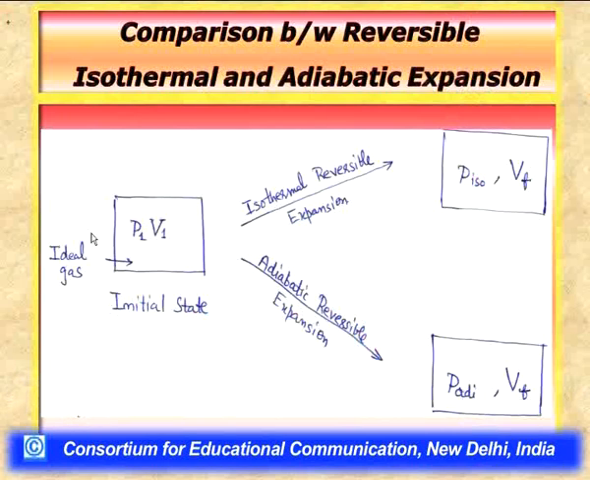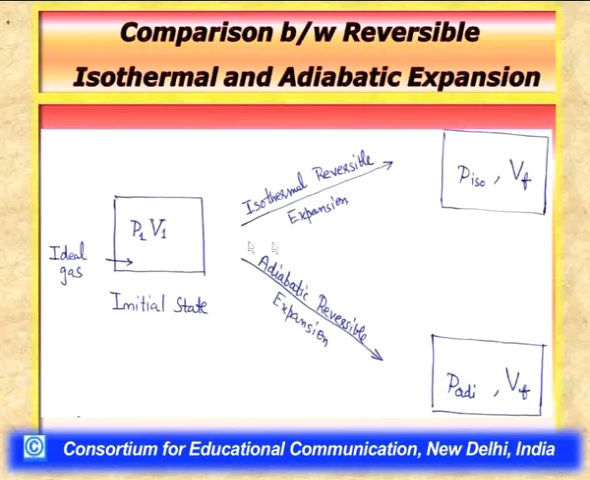First of all, let us once again consider an ideal gas present in a system with its initial state with pressure P1 and volume V1. If we carry out isothermal reversible expansion, then we reach a final state where the volume is Vf, that is V final, and the pressure, instead of writing Pf, that is final pressure, we would like to write P_ISO, that is the final pressure in an isothermal reversible expansion of an ideal gas.